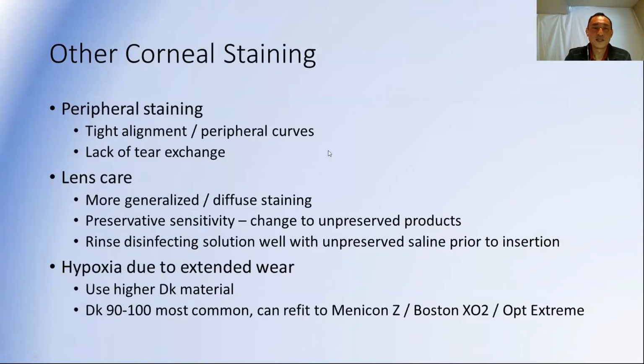Peripheral staining is usually tight peripheral curves or lack of tear exchange. Poor lens care, you want to make sure you're using good products and having them use them properly. And then I've had a few patients have problems with hypoxia. Most of these lenses use DK 100 material, 90 to 100, which is definitely sufficient for most people. That's approved for extended wear. But you can use higher DK materials, Menicon Z, Boston XO2, or Optimum Extreme in patients who have oxygen-related problems.